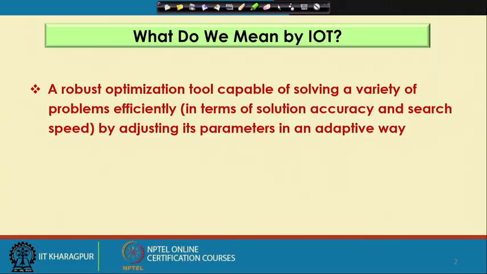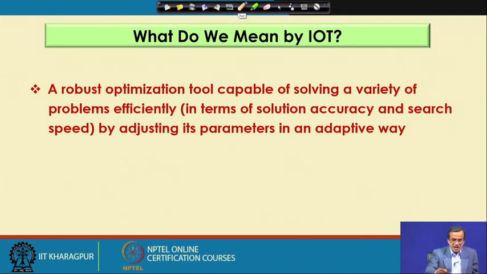And another thing I want to mention, our experience says that a particular tool is able to solve only a particular type of problem, and the performance of these optimization algorithms is problem dependent. But what you want is to design and develop some optimization tool which is function independent. So, keeping those things in mind, we thought about the concept of the intelligent optimization tool. Now, let us see what we mean by the intelligent optimization tool.